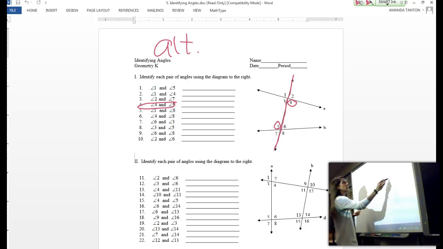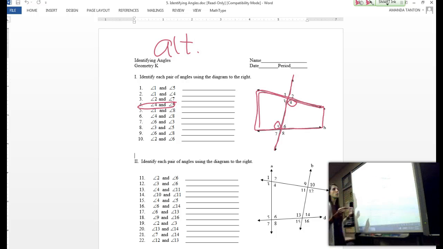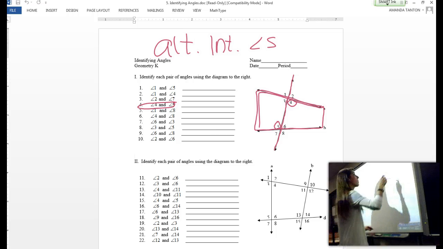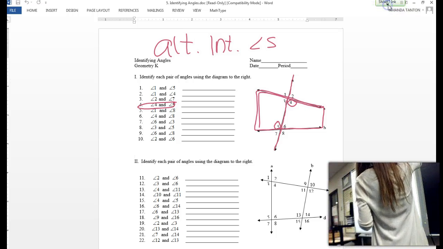If you're having trouble seeing that, you can connect your lines and you can pretend that's a house. Are 4 and 5 in the house or out of the house? They're in the house. It's not that hard of a question. They're interior. So alternate, interior, and then you just write the word angles. That's how you ask yourself every time. Alternate or same side, and then interior or exterior. That's the formula.